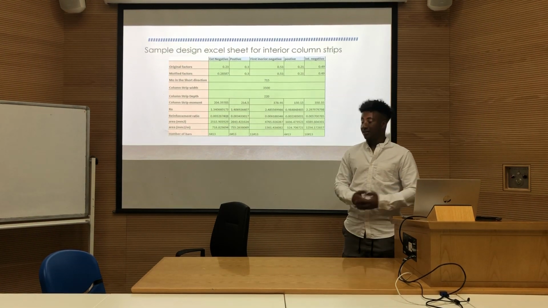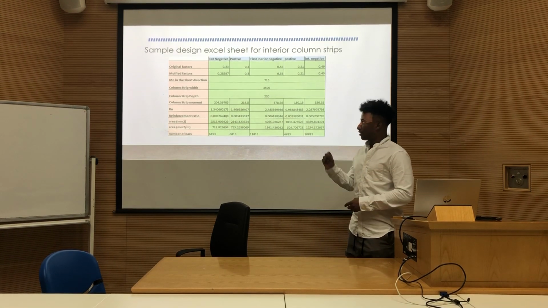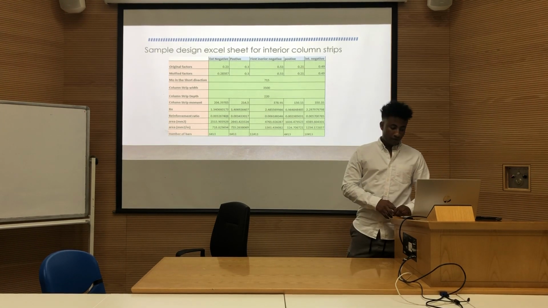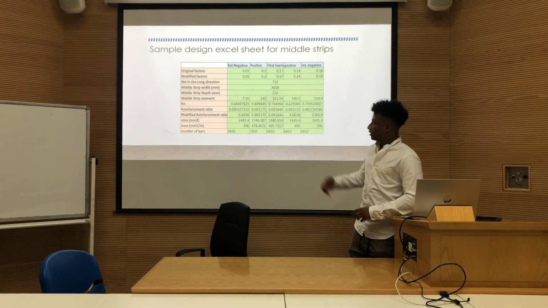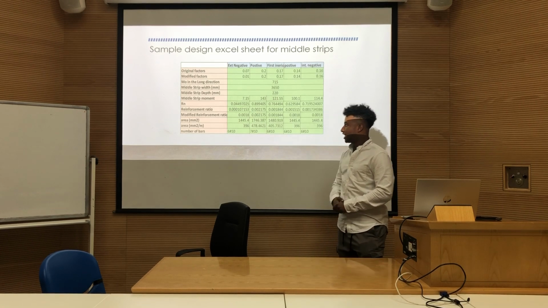We carried an Excel sheet that does the design process from A to Z. All we have to do is put in the moment value and the strip width, and it gives us the reinforcement ratio, and the reinforcement area, and the bars. This is the Excel sheet for the middle strips. As you can see, it shows the number of bars and the specifications, as well as the area of steel per meter.